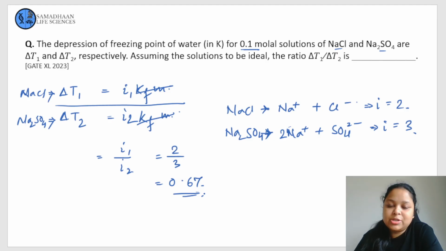So I hope you understood the concept and remember these two very easy formulas and score in your exam.